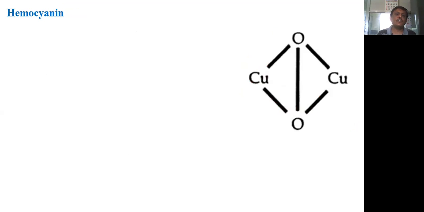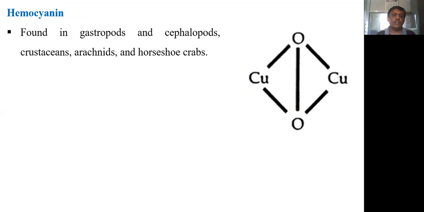Then the next respiratory pigment is hemocyanin. This is the structure of hemocyanin. Generally, it is blue in color when it is deoxygenated. It is found in mollusks and arthropods. In mollusks, it is found in gastropods and cephalopods, and in arthropods, it is found in crustaceans, arachnids, and horseshoe crabs.